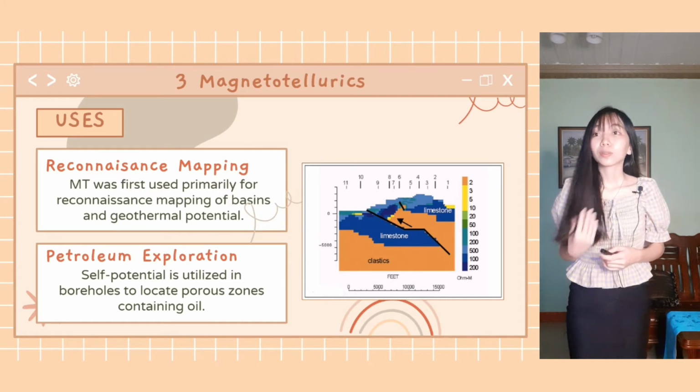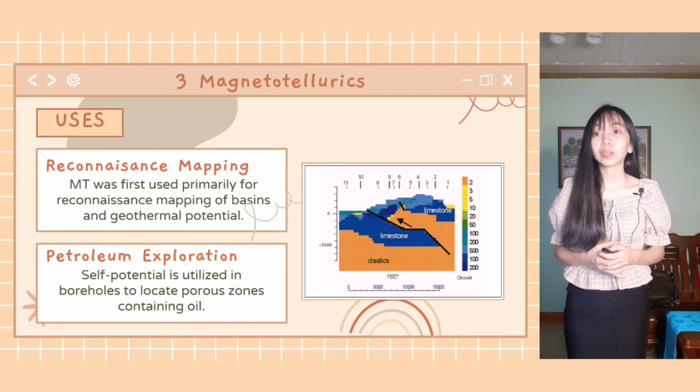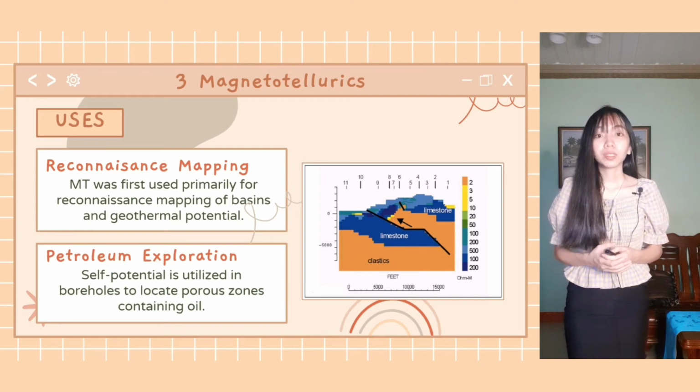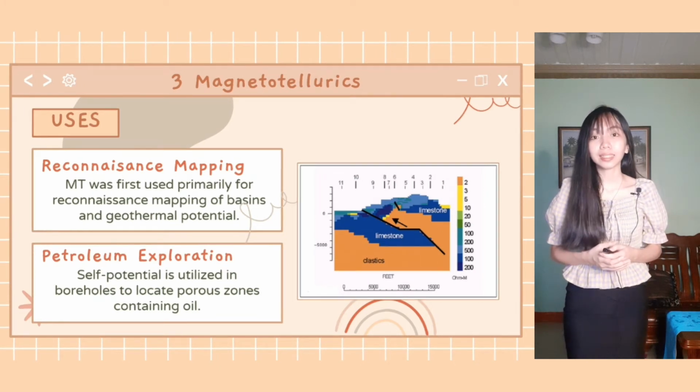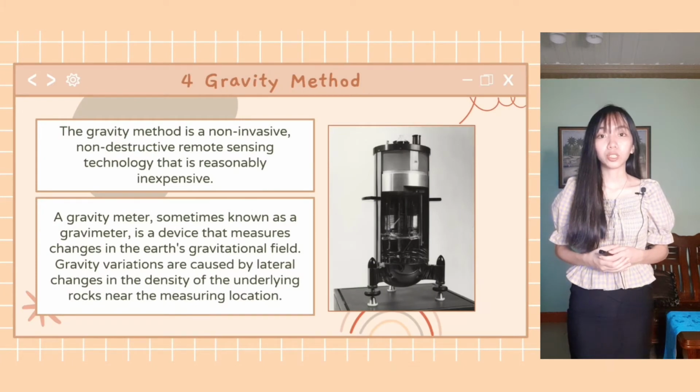One is the reconnaissance mapping. MT was first used primarily for reconnaissance mapping of basins and geothermal potential. Two is petroleum exploration. Self-potential is utilized in boreholes to locate porous zones containing oil. And the figure shown on your screens right now is an MT interpretation of an anticline in the fault belt in Papua New Guinea. Now, let's proceed to the fourth passive geophysical method, the gravity method.